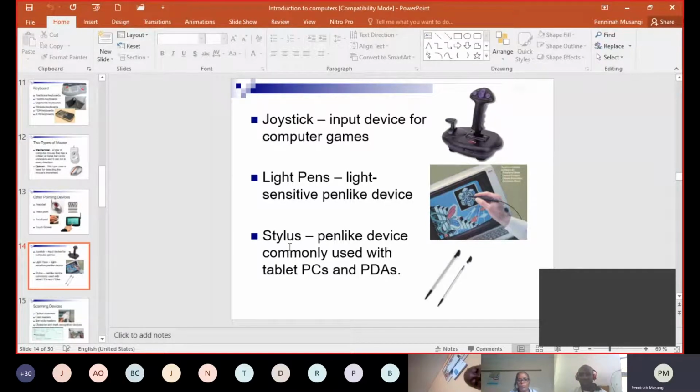Then we have the stylus. Stylus is what I was talking about. Some phones or tablets come with a pen-like device. You use it to sign, to write, and all that. So all those are input devices.